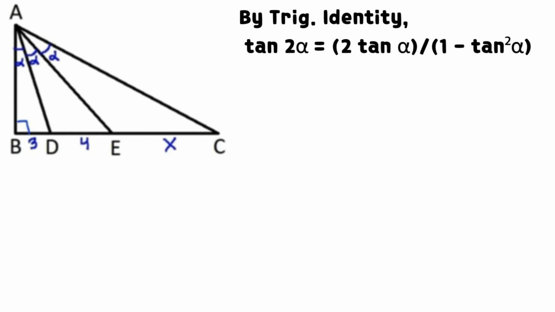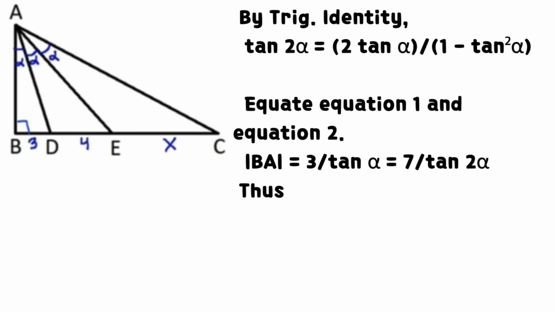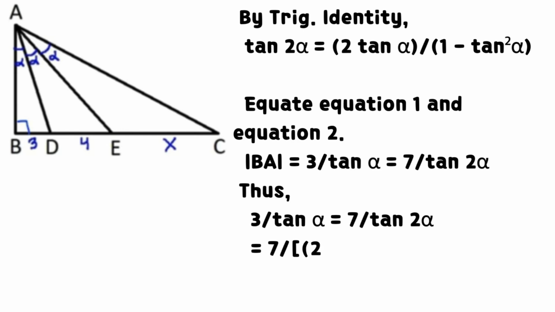By trigonometric identity, tan 2 times alpha equals the product 2 times tan alpha all divided by 1 minus tan square alpha. Equate equation 1 and equation 2 as shown on the screen. Thus, 3 divided by tan alpha equals 7 divided by tan 2 times alpha, which equals 7 divided by the product of 2 tan alpha and 1 minus tan square alpha.